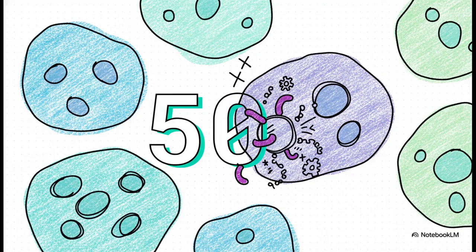But how do they actually stop these infections? This is the cool part. They do it by targeting something incredibly specific, the 50S ribosomal subunit. By latching onto this exact 50S subunit inside the bacteria, macrolides effectively jam up the machinery. They severely inhibit the bacteria's ability to synthesize proteins.